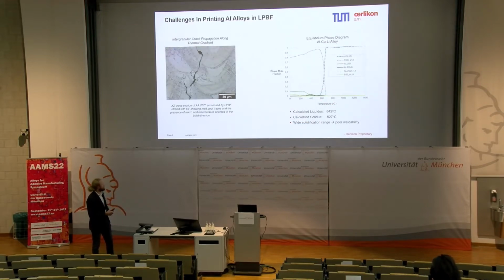So I think we all know this very well. This is a micrograph of a 7075 alloy, aluminum, zinc, magnesium, showing the characteristic hot and cold cracking. As Giuseppe pointed out, different types of cracking mechanisms, but unprocessable alloys, mostly due to the wide solidification window.